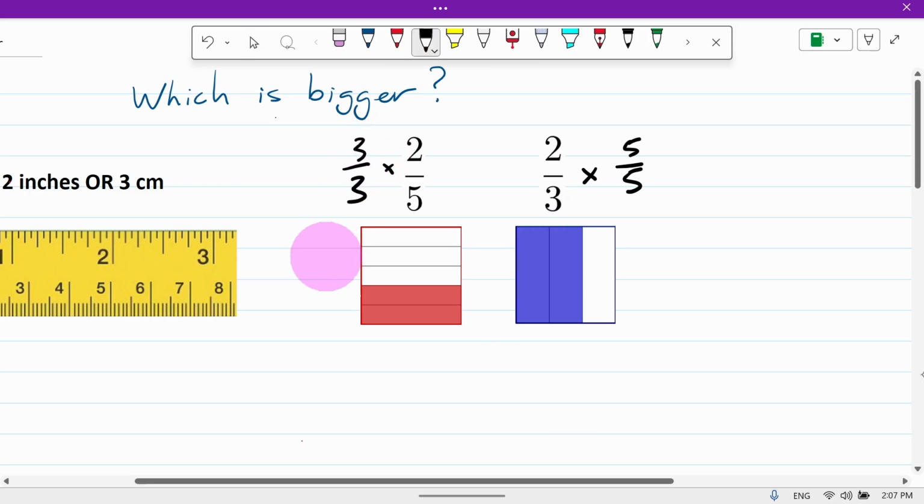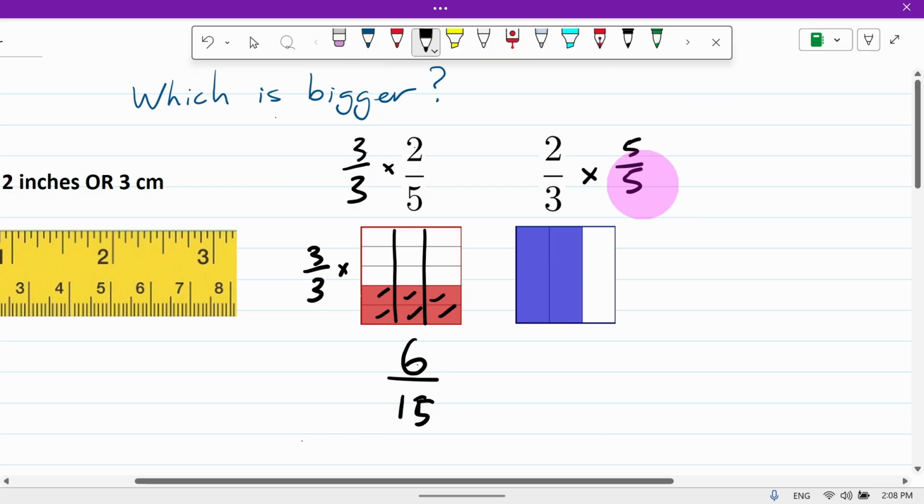Now, what is the effect of multiplying the picture by 3 divided by 3? Well, essentially, it cuts this up into 3 parts. And we have 5, 10, 15 as the parts, as the denominator. And 1, 2, 3, 4, 5, 6 of them are shaded. Now, let's look at the numbers. 3 times 5 equals 15. 3 times 2 equals 6.